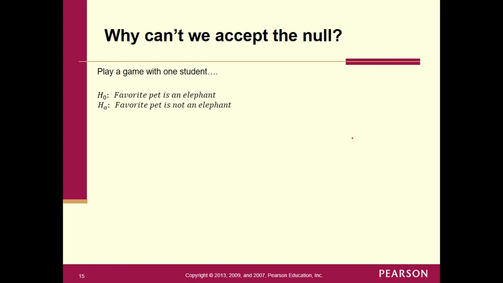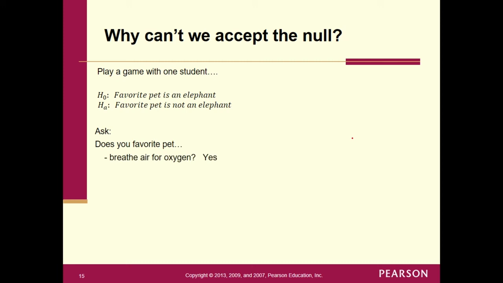And then I put the alternative: the favorite pet is not an elephant. All right. Okay. And then I start asking the person questions. Now, true, I already know what the favorite pet is. So I kind of cheated a little bit, but it still drives the point across here. Then I ask the student, well, does your favorite pet breathe air for oxygen?